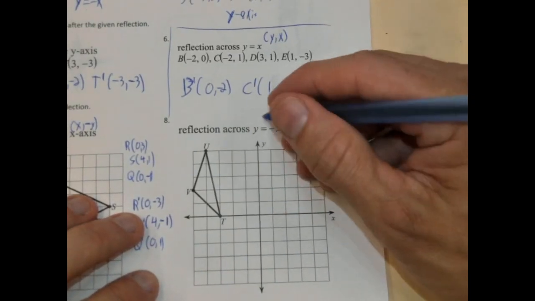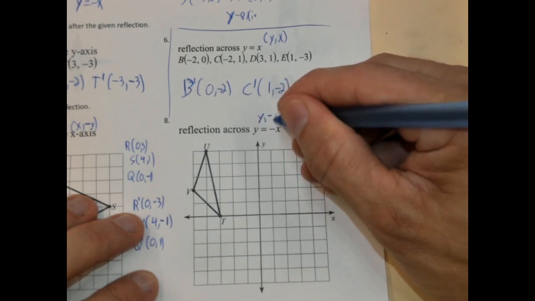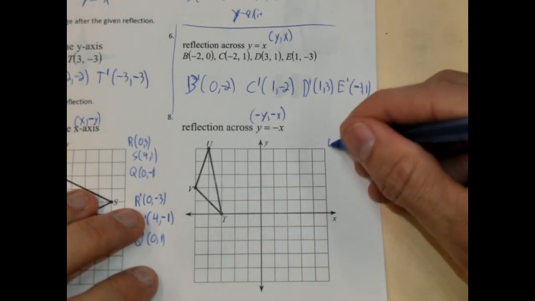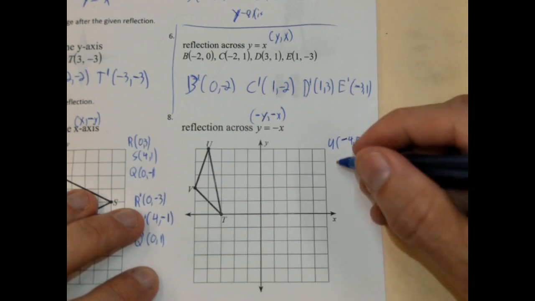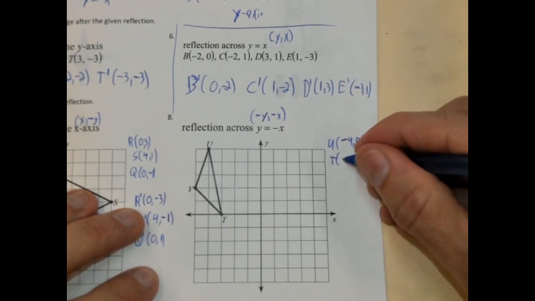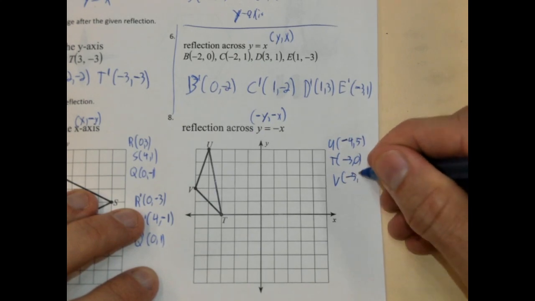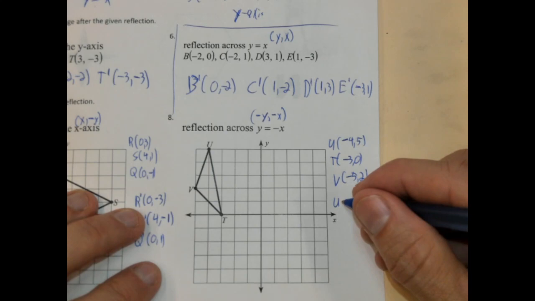Okay, there we go. Last one, y equals negative x. So we change their positions and their signs, so it's going to be opposite y, opposite x. So U is going to be negative 4, 5. T is going to be negative 3, 0. And V is going to be negative 5, 2. So we're going to flip them and change their signs.